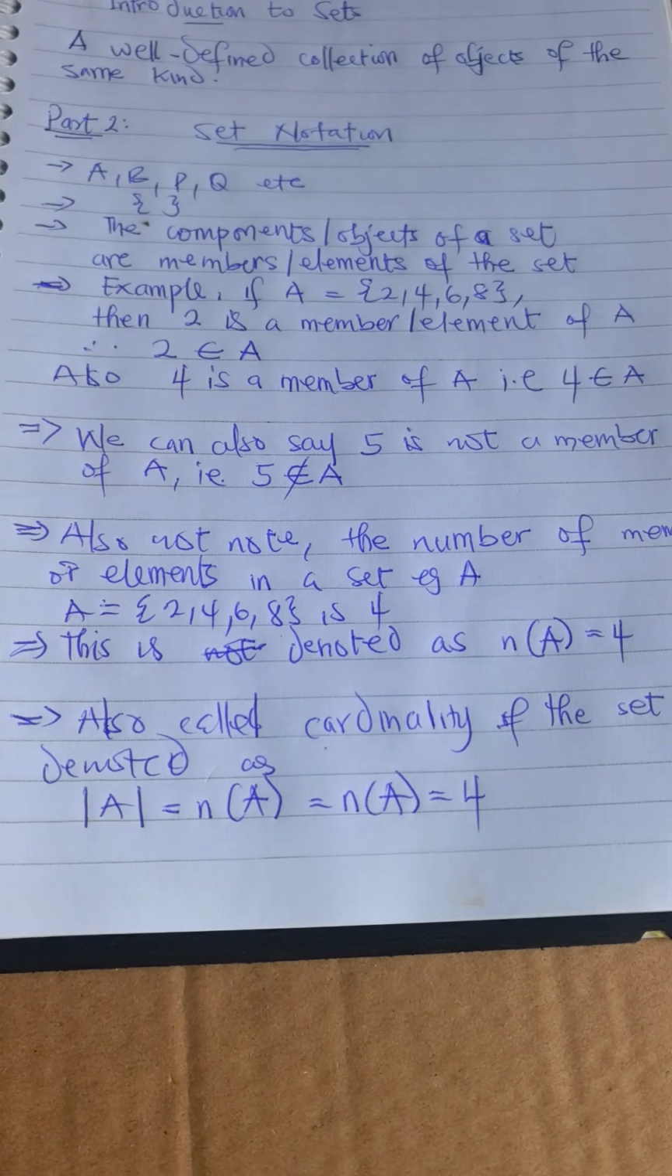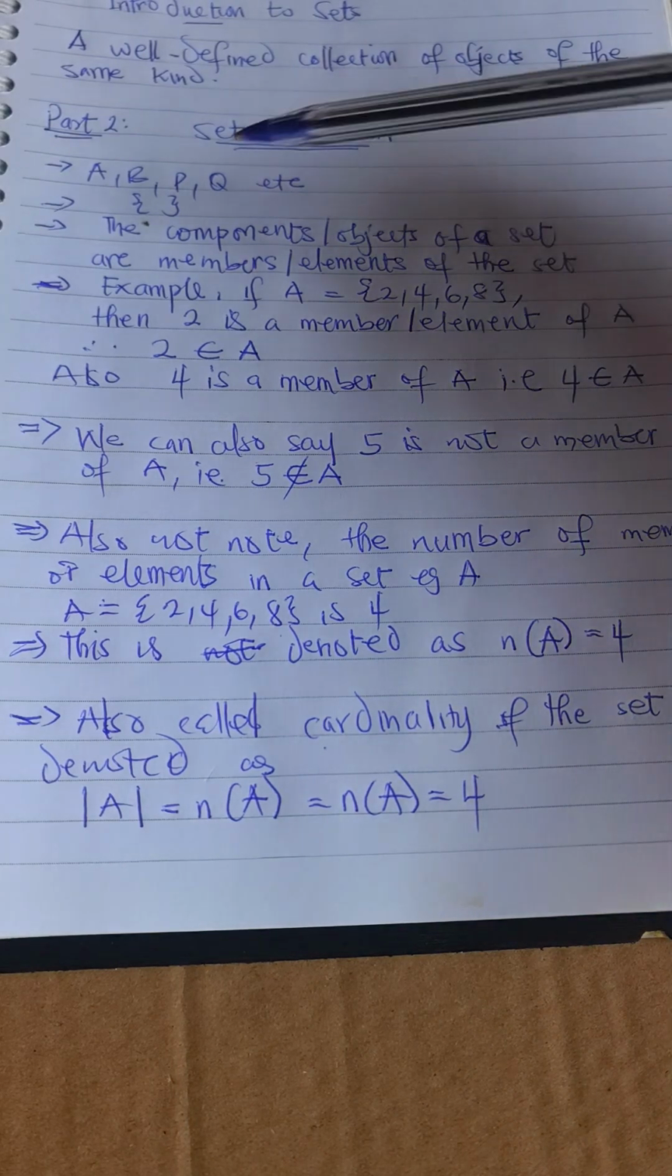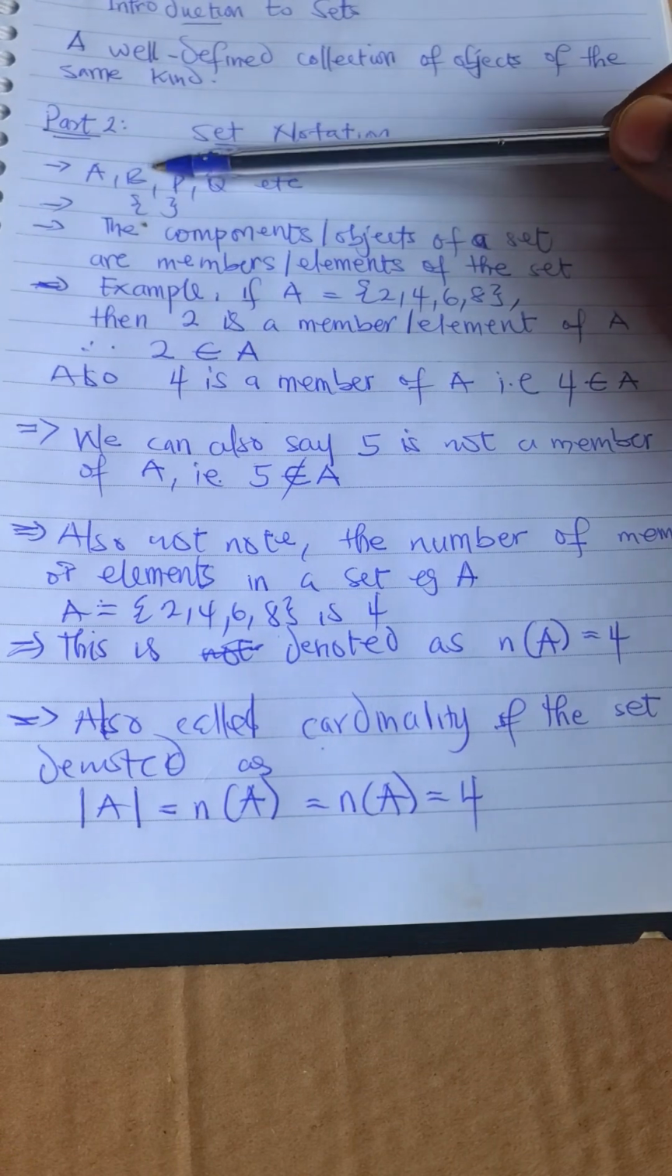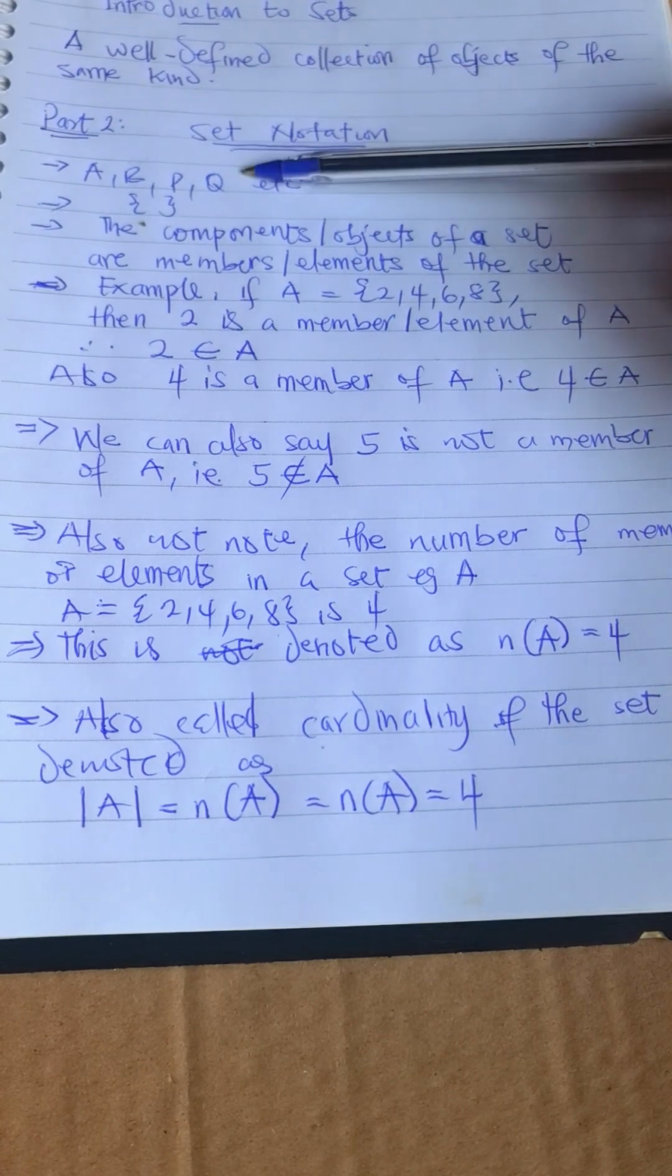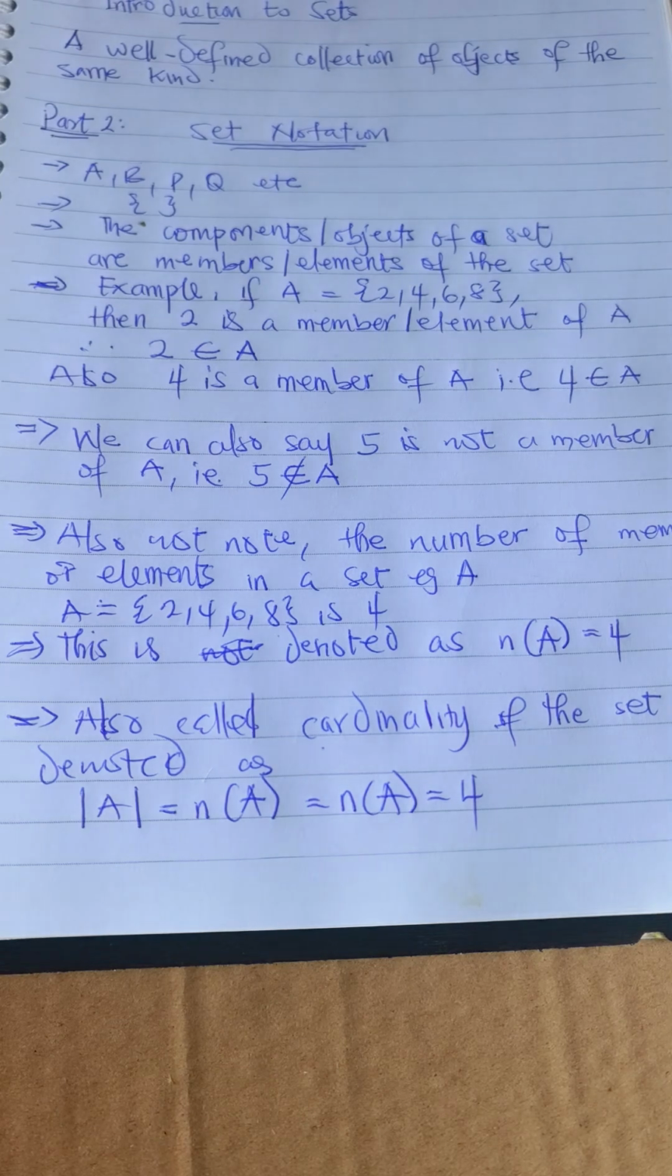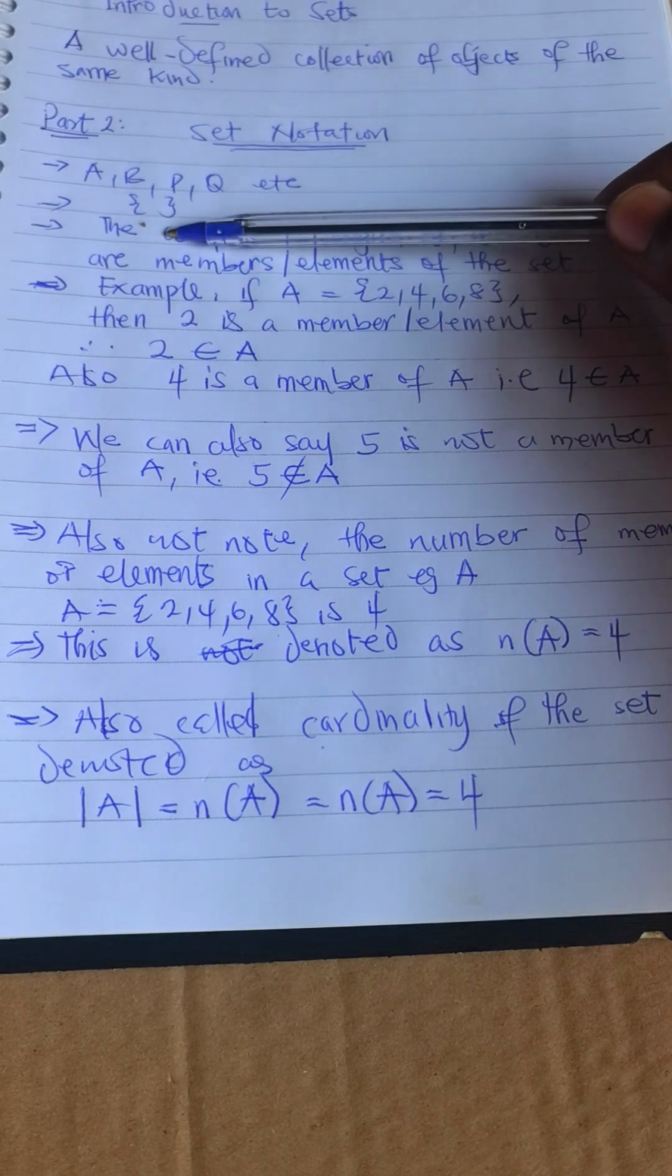Now, sets are conventionally denoted or represented by capital letters. So you can see here A, capital B, capital P, Q, etc. This is how they are represented by capital letters. The members of a set are enclosed in curly brackets. This is how they are represented.